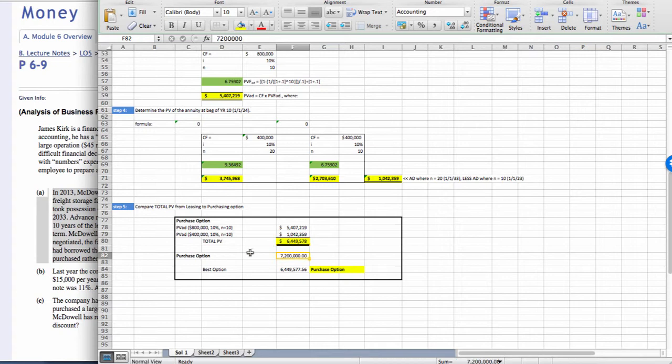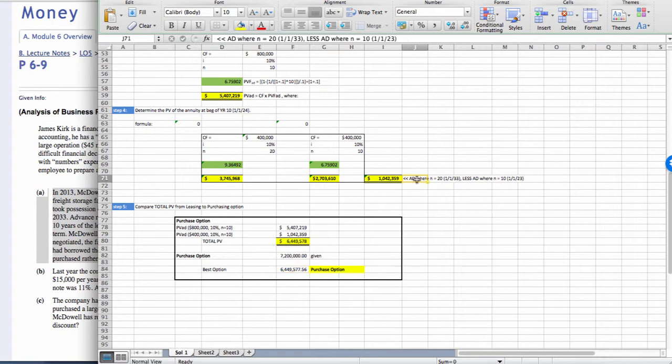Compare that to your purchase option, which would be 7.2 million. This is a given number. And so obviously the best option would be to lease. Review the Excel sheet and let me know if you have any questions.